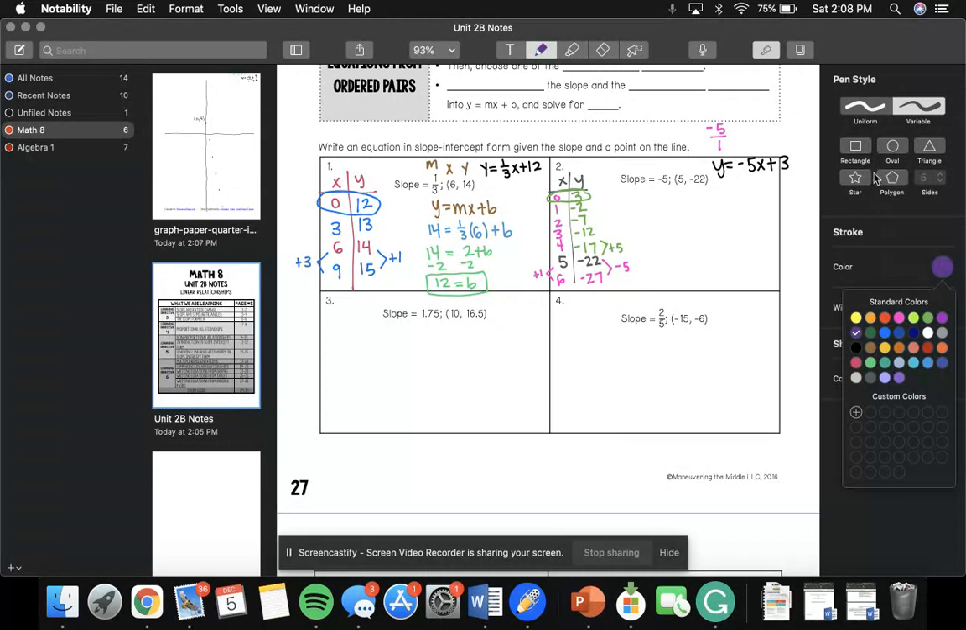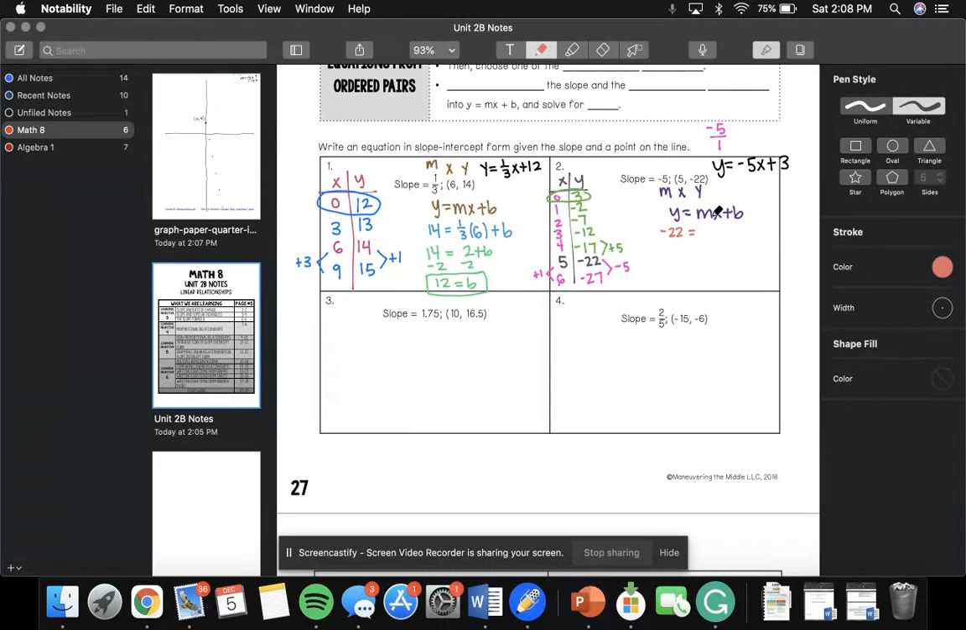My favorite way is just using the equation. I know that in this instance, my slope is -5, and I know an ordered pair that it goes through is 5, -22. Okay, so my output is -22. My slope is -5. My x coordinate is 5, and I do not know my b value. So -5 times 5 is -25. And I want to know -25 plus what equals -22. And -22 plus 25 is 3.